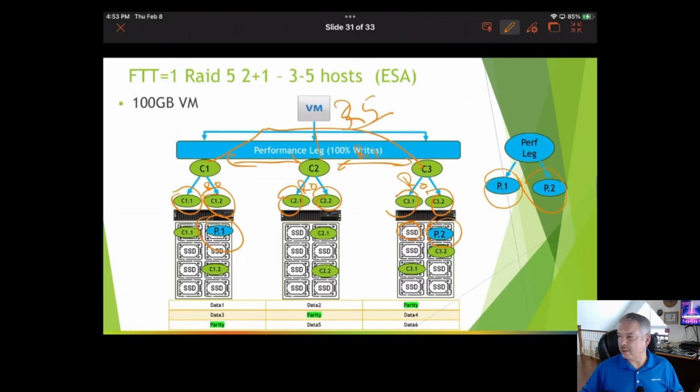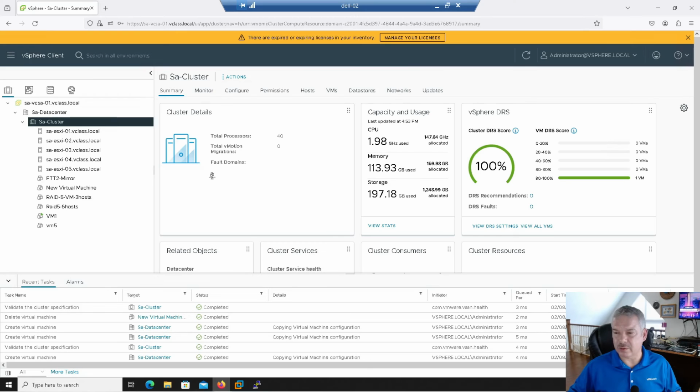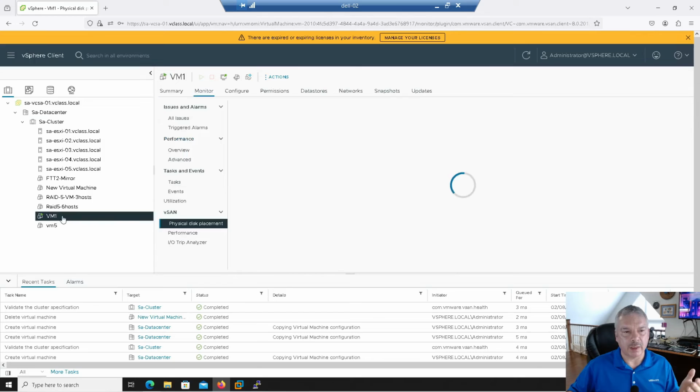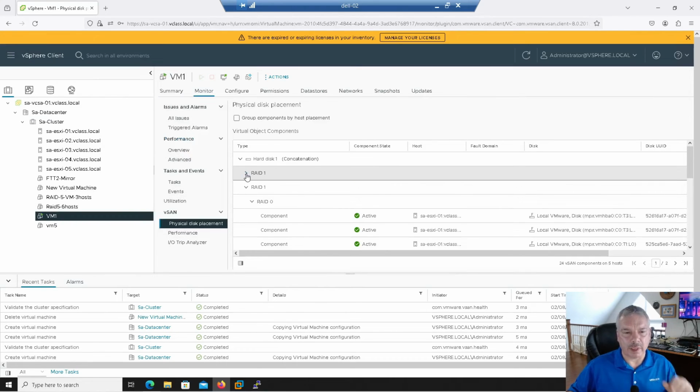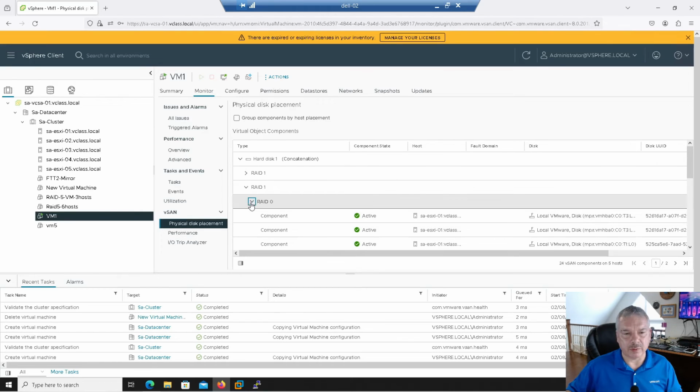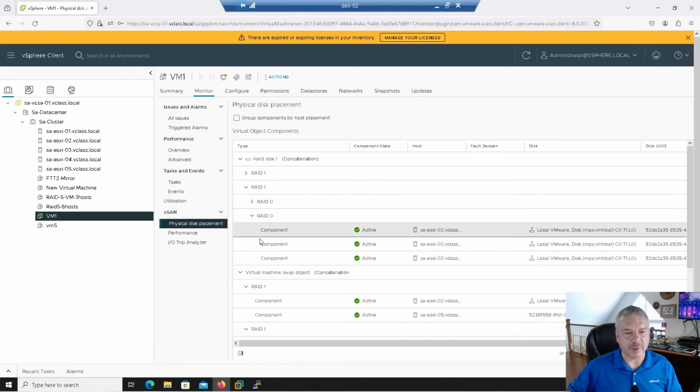Okay, there's one more thing I wanted to show everybody. So let's go into my screen over here. I deployed a few more VMs, and I'm just going to create a new one here. Actually, before we do that, let's look at my RAID 1 VM. If I go to monitor displacement, again, there's the performance leg. Let's get that out of the way. Then here's my capacity leg. So it's a RAID 0 with 3 components. Let's minimize this. It's another RAID 0 with 3 components.